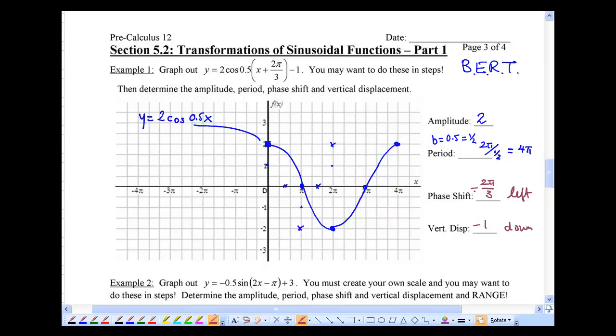Okay, 2 pi over 3. That means on my scale here, remember each dash is pi over 3. So I've got to go 2 to the left, so 1, 2, and then 1 down. Okay, 2 to the left, 1 down. Graph. And there you have it. y equals 2 cosine of 0.5 times the quantity x plus 2 pi over 3, minus 1. Ta-da.